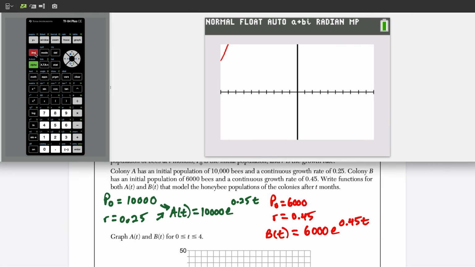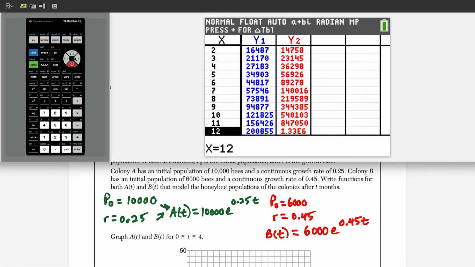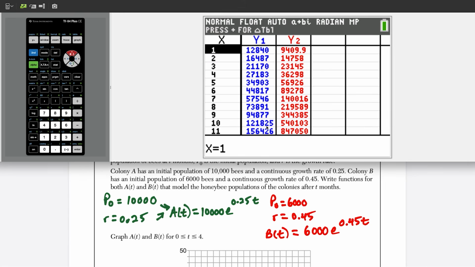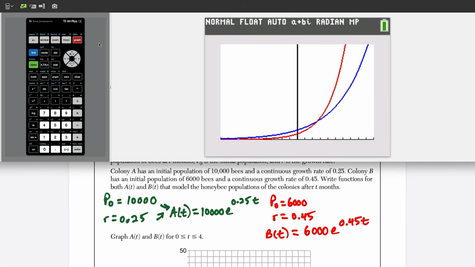And let's think about why. If we press second graph and look at the table here, and I'll scroll down to the positive t values, notice that when we go up to about 10, we're all the way up here to these giant numbers. We have 540,103. So maybe I will cap the graph at about 100,000 and see what happens. Okay, so I'm going to go up to a y maximum of 100,000. And now I press graph, and here we can clearly see the 2 functions.